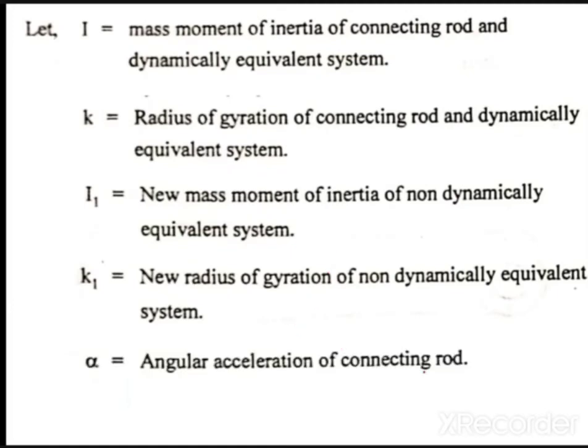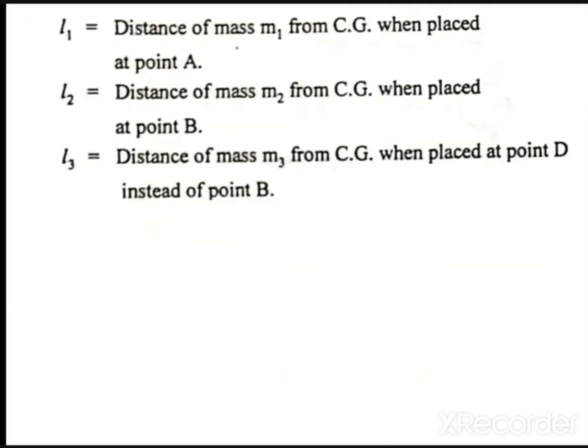Alpha is the angular acceleration of a connecting rod. You know that you are applying some angular velocity, so angular acceleration will be generated. So inertia forces will also be generated because this is a dynamic system. Okay. Let us say L1 is the distance of mass m1 from CG when placed at point A, L2 is the distance of mass m2 from CG when placed at point P, and L3 is the distance of mass m2 from CG when placed at point D instead of P. म्हणजे CG पासून L1, L2, L3 आपण तीन डिस्टन्स घेतले. आता correction couple कॅल्क्युलेट करतो.